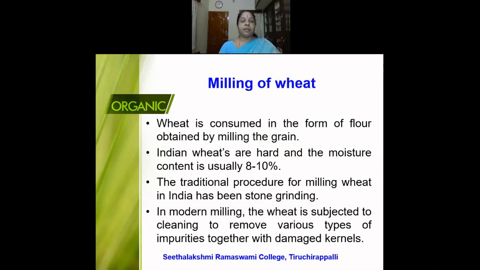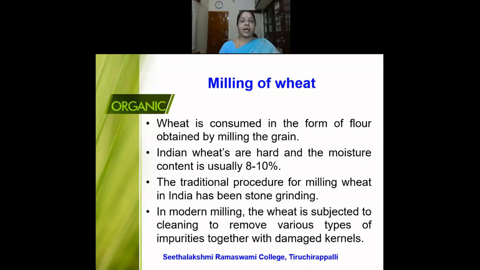We will be seeing the various steps involved in the milling of wheat in this segment. Wheat is consumed in the form of flour obtained by milling the grain. The flour that is obtained from milling the grain is called wheat flour.